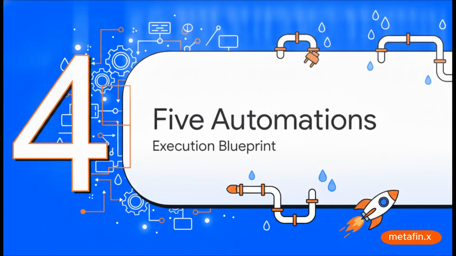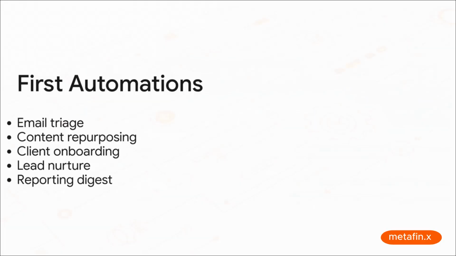All right, let's bring it all home with the execution blueprint, your first 5 automations. So, you've found the leaks in your schedule. How do we plug them today? Here are the 5 crucial automations you really need to prioritize to get your time back immediately. Email triage, content repurposing, onboarding, lead nurture, and a weekly reporting digest.